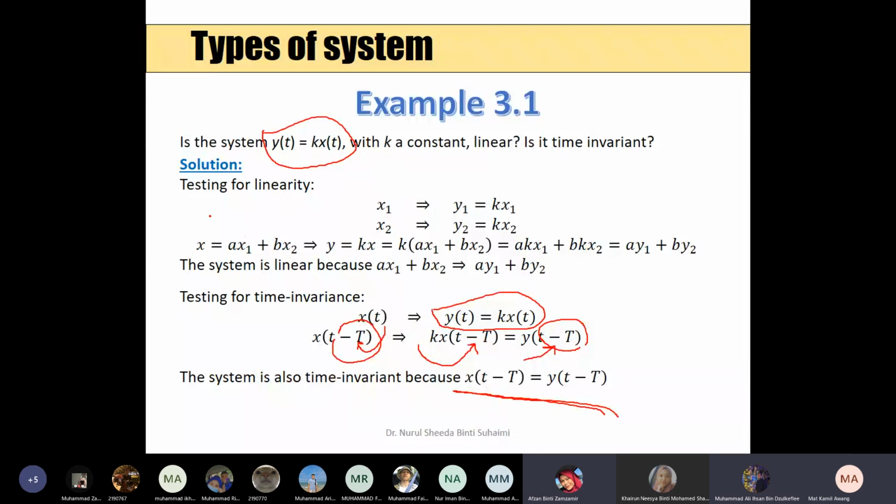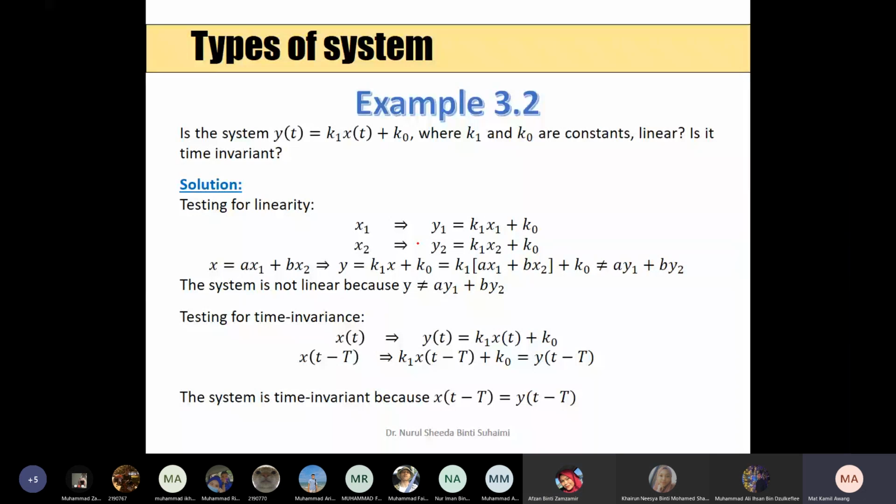To test the linearity, basically you introduce the constants, get the outputs, and then you do the math.